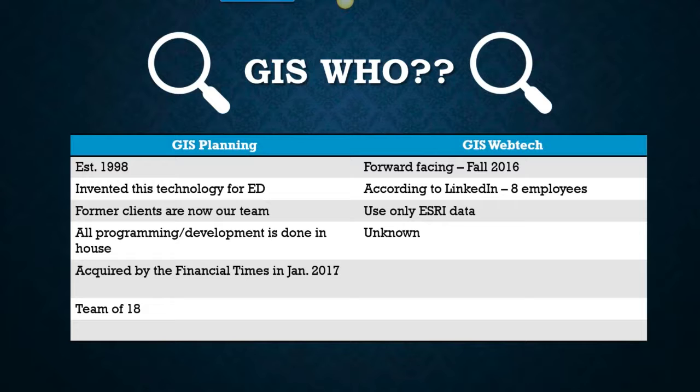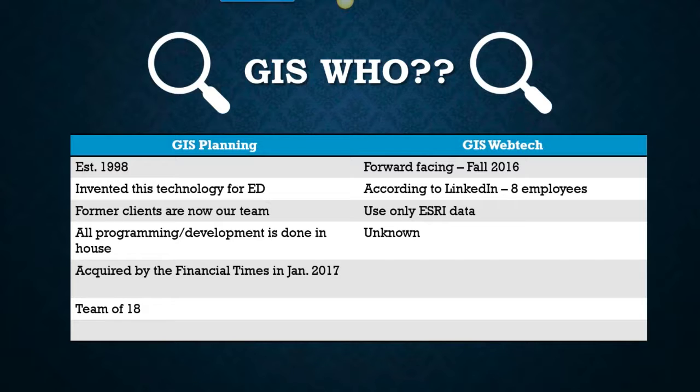GIS Planning was established in 1998, so this is our 20th anniversary. We're very proud of that. I've been a client and worked on their sales team and been a friend of this company for 19 of those 20 years. So that's really exciting. Former clients are now our team. So not only myself, but Russ Riblet, our director of sales, and Jeff Sennison, our client services director, also were clients of GIS Planning. All of our programming and development is done in-house.